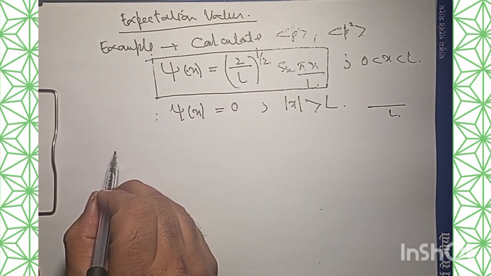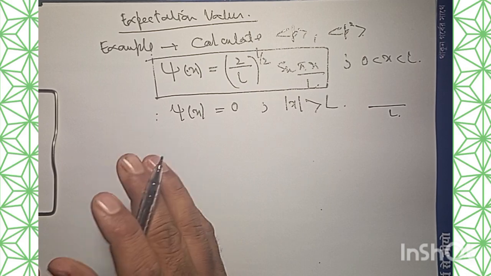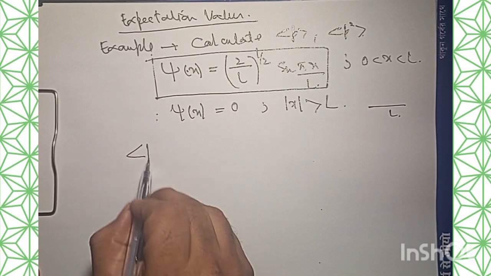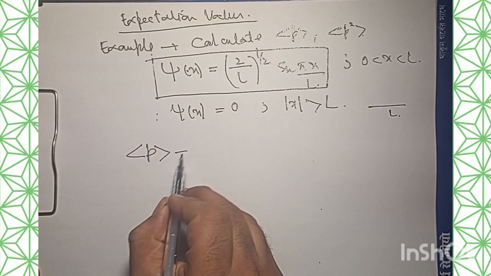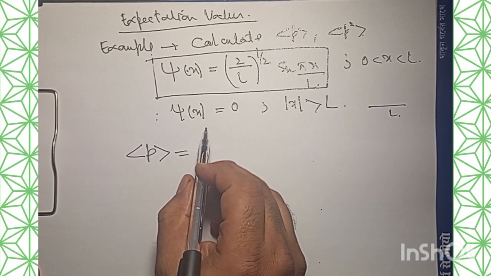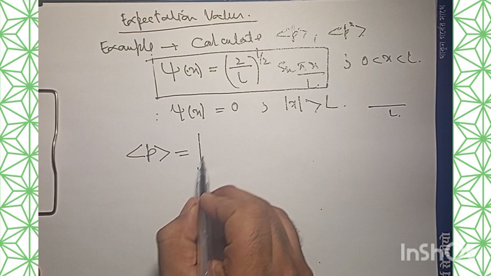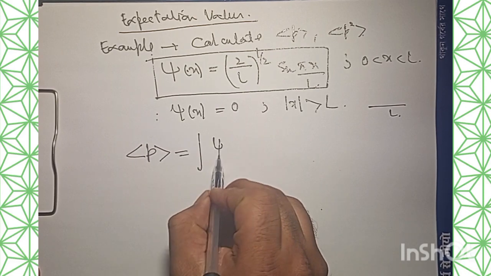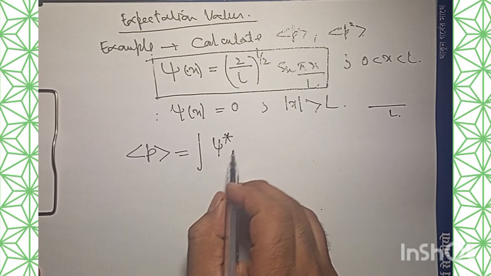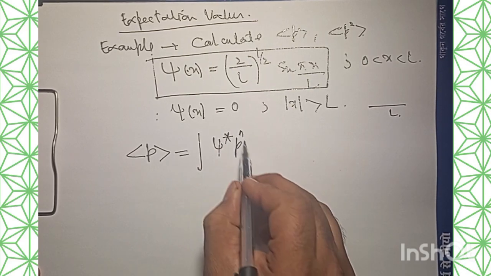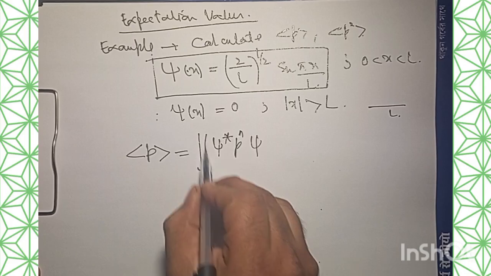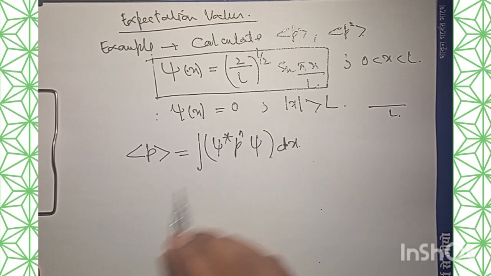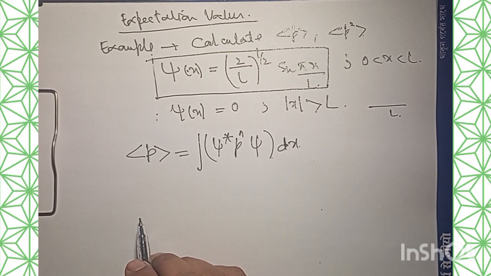So to move on, let me write down the expression for the expectation value. The expectation value for momentum is the integral of psi star, then the momentum operator, then psi, and this whole thing is defined along x. That's the case, right?